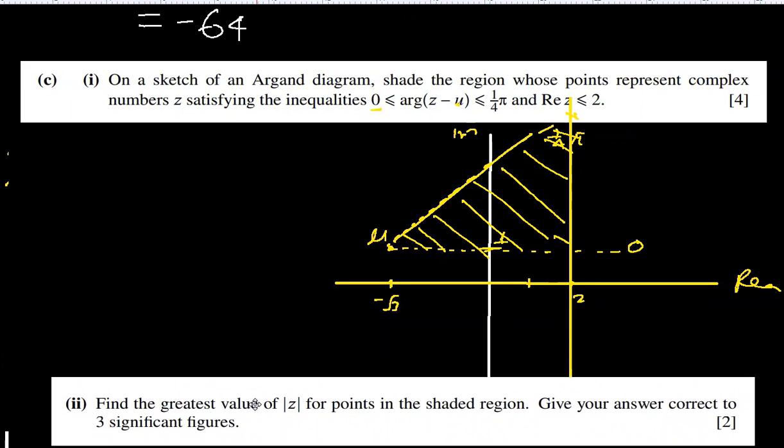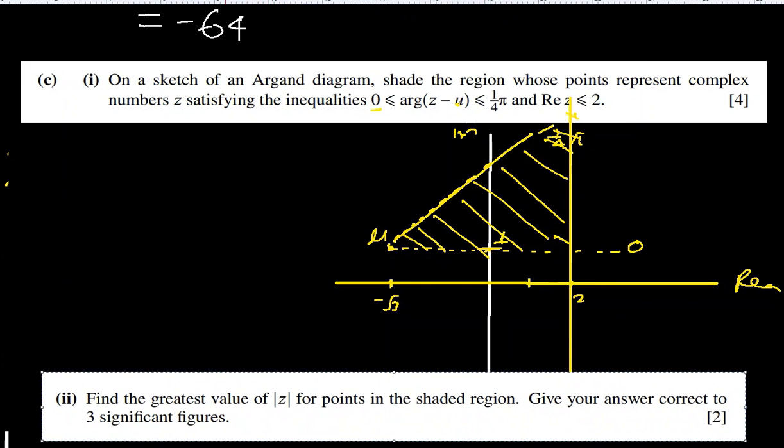And finally, find the greatest value of modulus of z, for points in the shaded region, giving your answer correct to 3 significant figures. z is the unknown which is there in this shaded area. So greatest modulus of z, I can write as z with reference to 0. That means I want a distance from the origin.